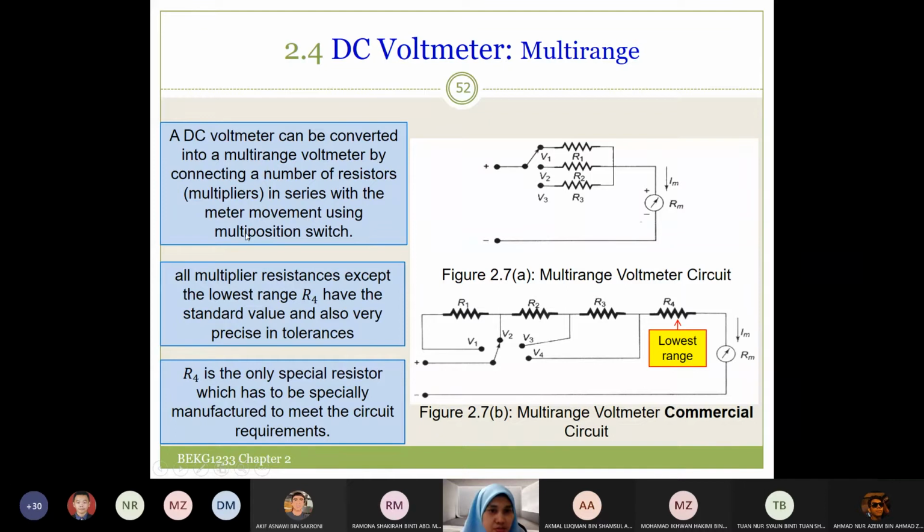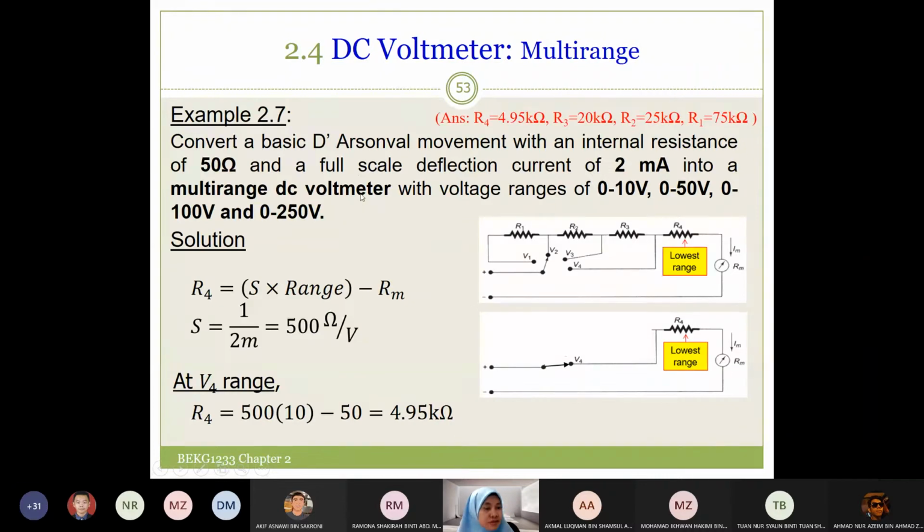With the meter movement using a multi-position switch. All multiplier resistances except the lowest range R4 have the standard value and are also very precise in tolerances. R4 is the only special resistor which has to be specially manufactured to meet the circuit's requirement. So if we refer to figure B, the closest resistor to the PMMC is the lowest range of resistance as compared to other R.